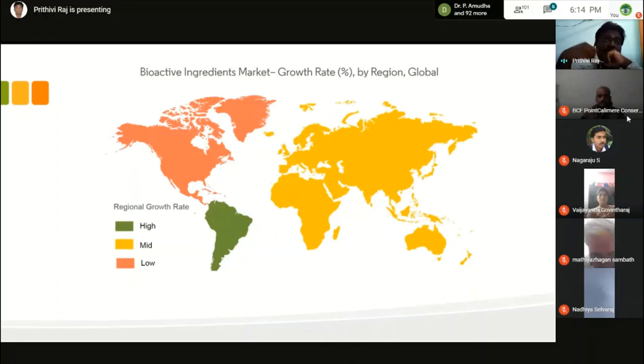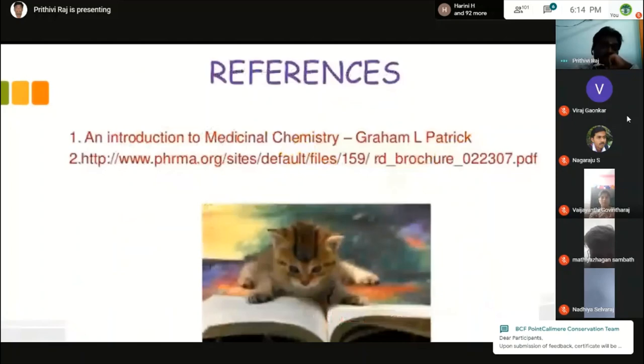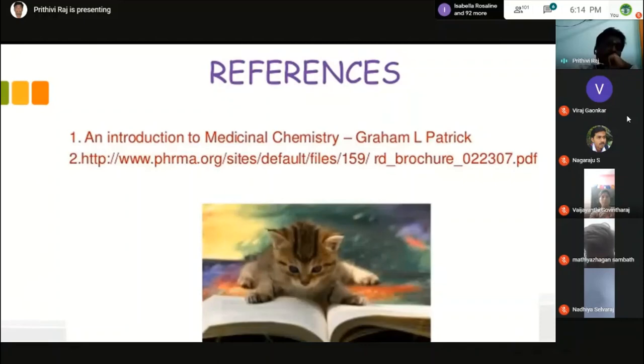So this is one of the important pieces of information I have to share. This is the current status of global health, showing which countries are using bio natural products for drug discovery. So I'm saying that it is not the end of an era, but it is an endless fortune. This is the reference I have included for our webinar, because if you want to go deeper and get more information, you can go through this one.